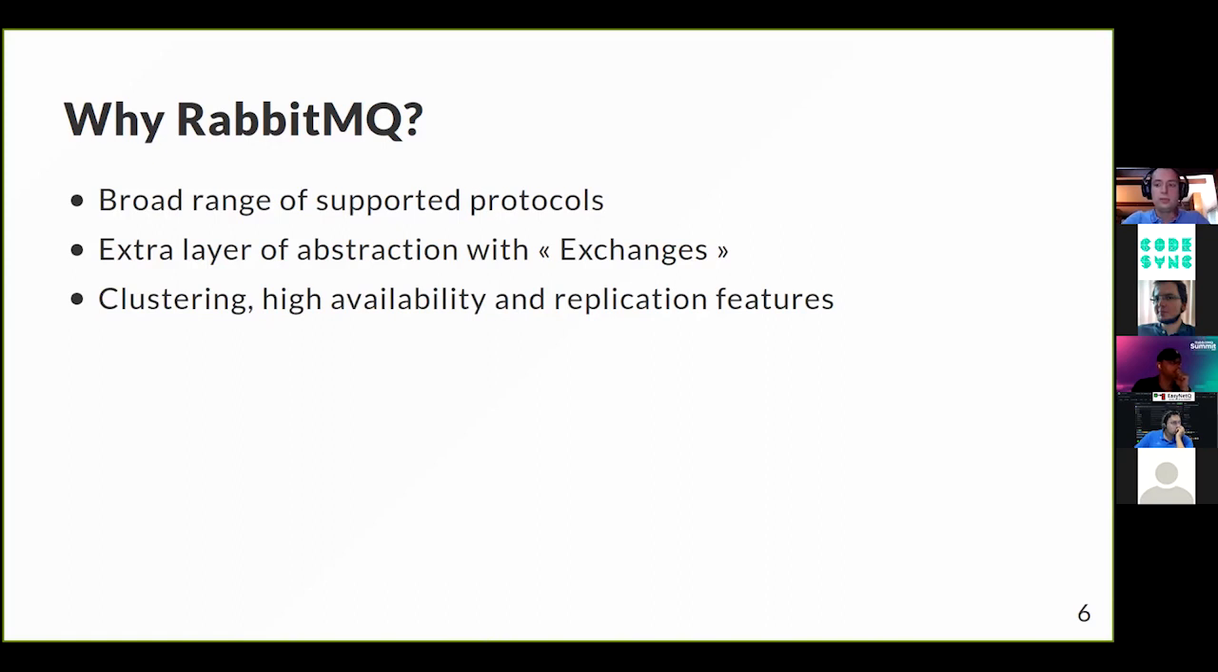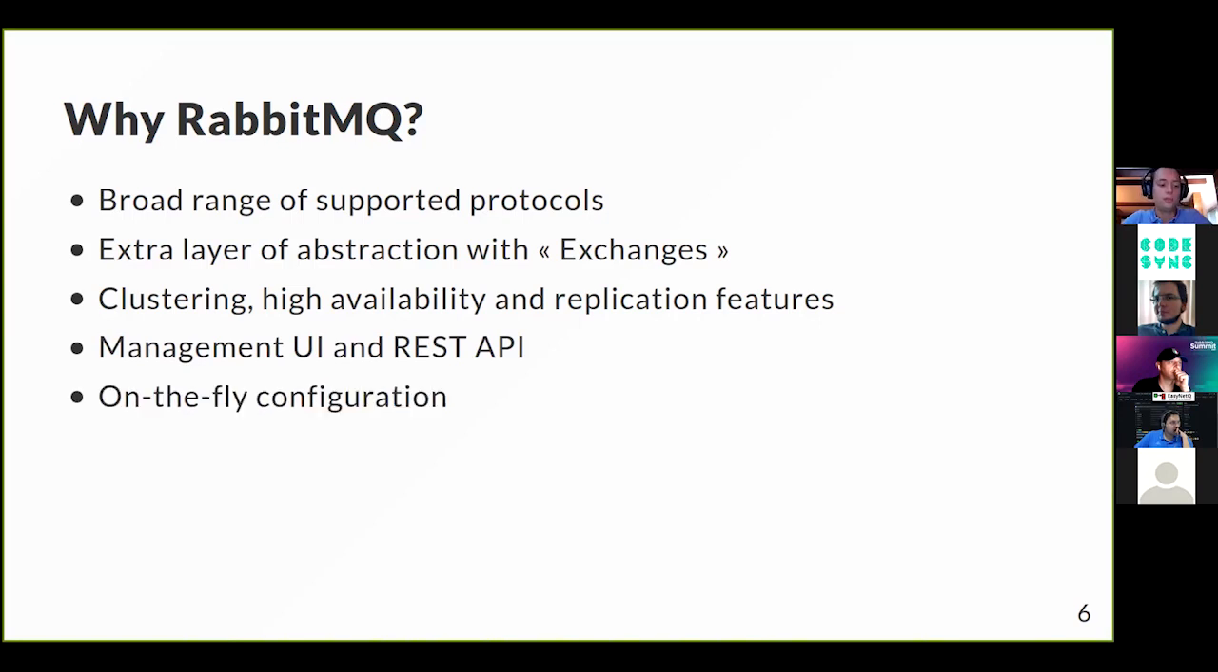As these were machines that were running 24/7 in production, and also the software, we needed something that was reliable. And RabbitMQ features clustering, high availability, and replication features. And something that really helped us along the way was the fact that we had a management UI and REST API, and that we could configure our microservices topology on the fly.